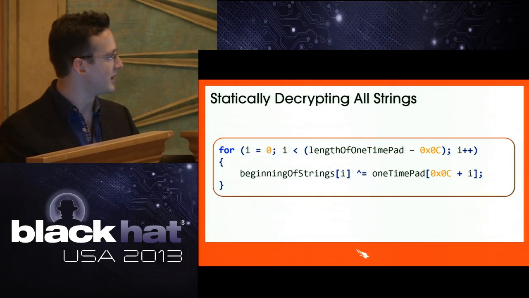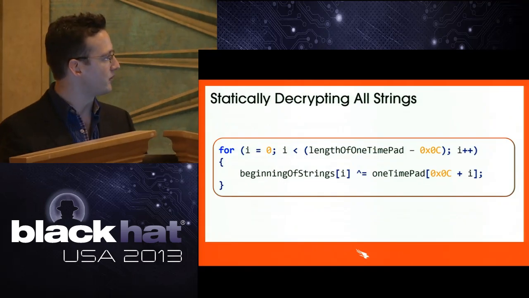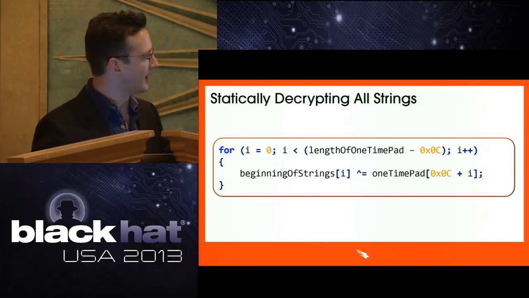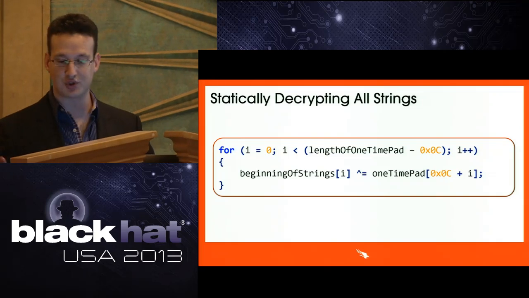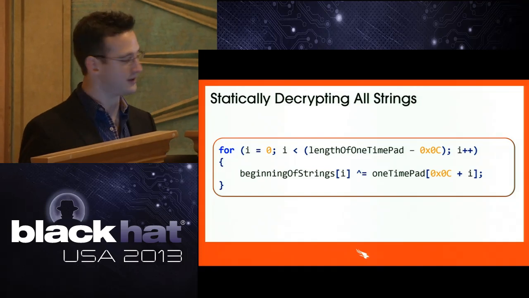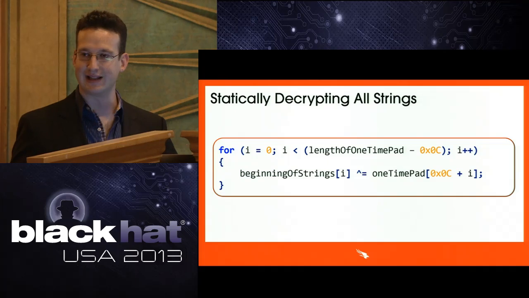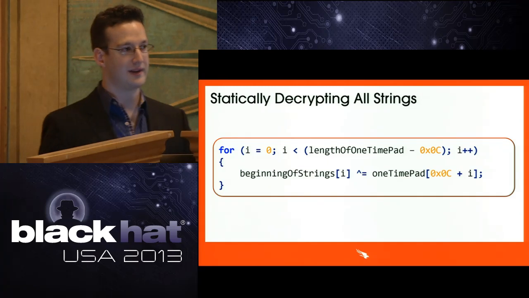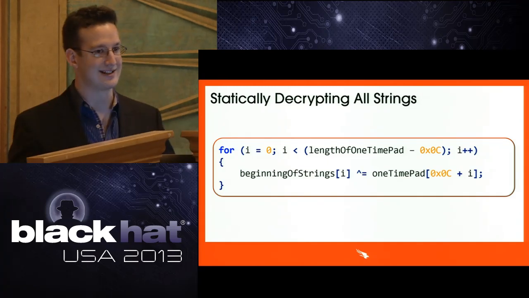As for decrypting the strings, you can see it is just a basic XOR decryption. In this sample code, this high-level code, beginning of strings is the beginning of the first string in the set of encrypted strings, and length of one-time pad happens to also be the length of all the encrypted strings combined. So that's it for the code obfuscation and the data obfuscation.